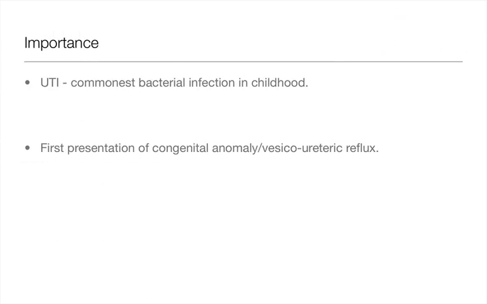So this is an important topic because UTIs are the commonest bacterial infection in childhood. They occur in about 3% of girls and 1% boys. Also, it may be the first sign of a congenital anomaly of the urinary tract, or vesico-ureteric reflux, VUR.